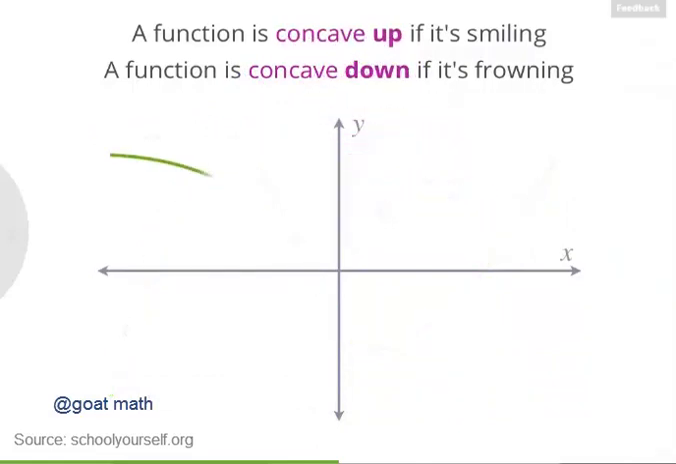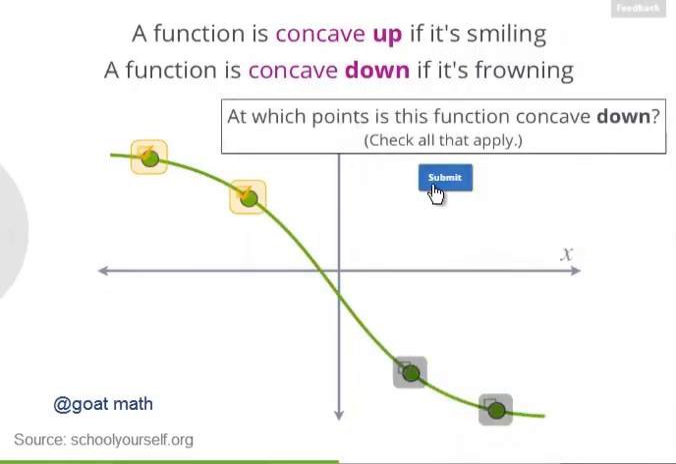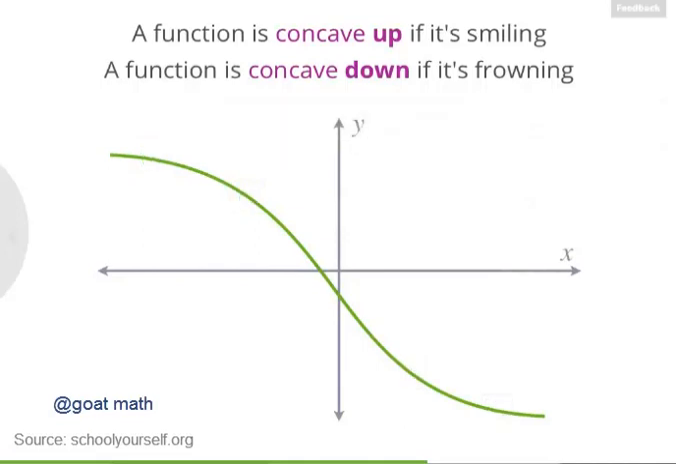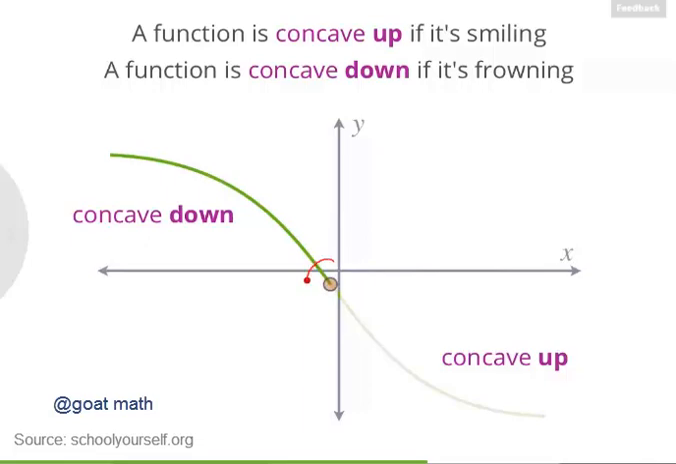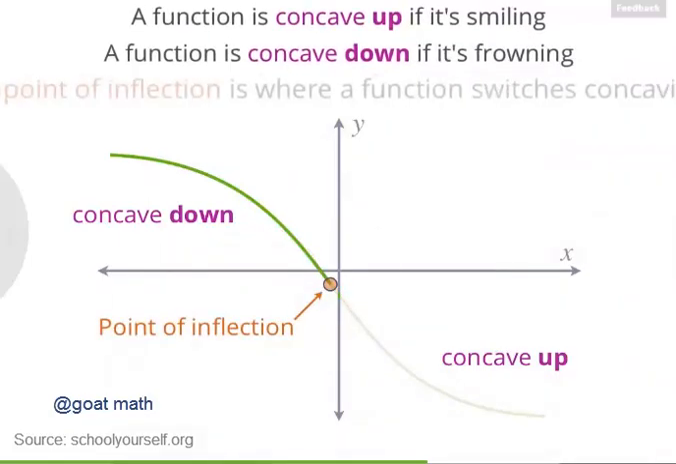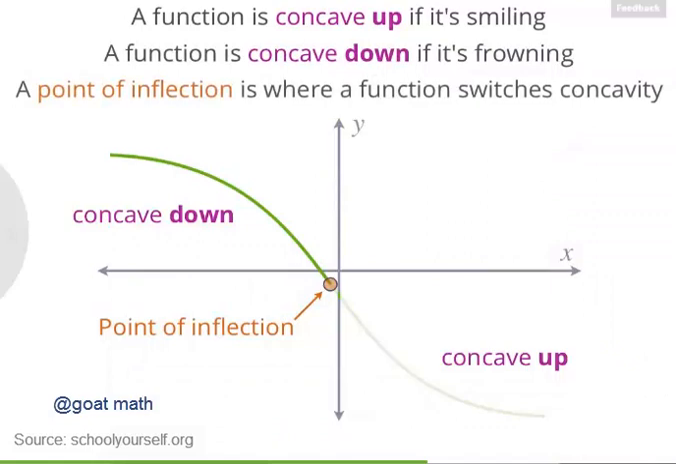Now here's another function. At which of these points is this function concave down? For this function, the left part is concave down and the right part is concave up. Now there's a point in between where this function switches concavity, meaning on one side it's concave up and on the other side it's concave down. Places where functions switch concavity are called points of inflection.